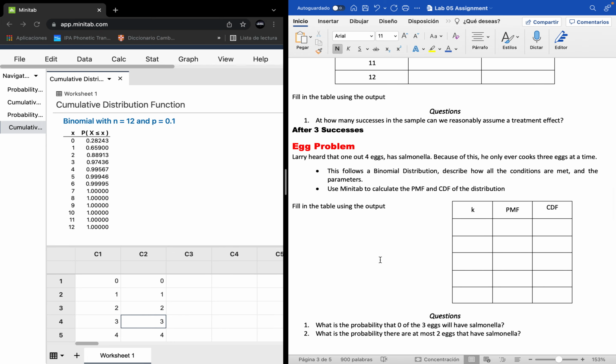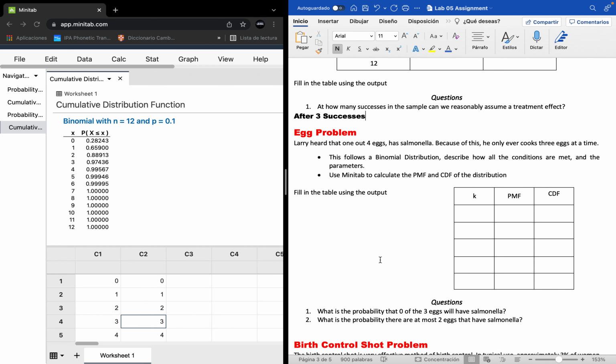Now, egg problem. It says Larry heard that one out of 4 eggs has salmonella. Because of this, he only ever cooks 3 eggs at a time. This follows a binomial distribution. Describe how the conditions are met and the parameters. All right, the conditions are met because when we consider cooking only 1 egg, we have only 2 outcomes. It can have salmonella or it doesn't have salmonella.